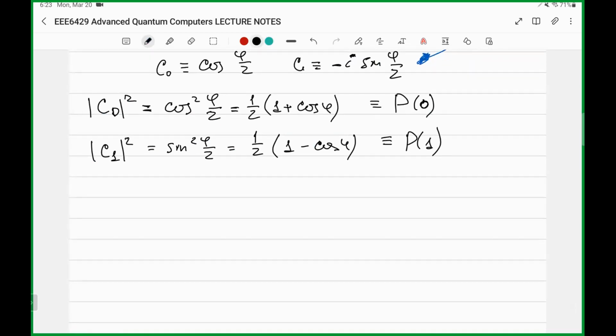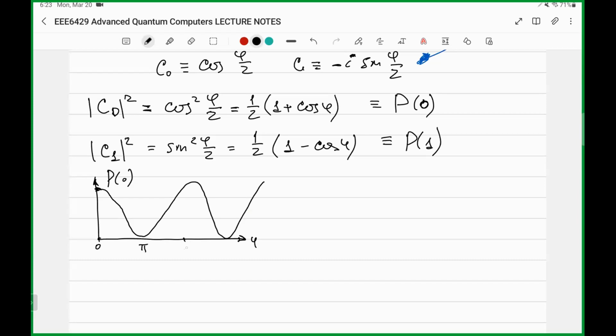So I can also draw what I expect from the experiment or simulation. I expect, for example, for the zero state, for phase 0, I have 1, so my probability is 1, and then it oscillates like this from 1 to 0 and back to 1, depending on the phase.